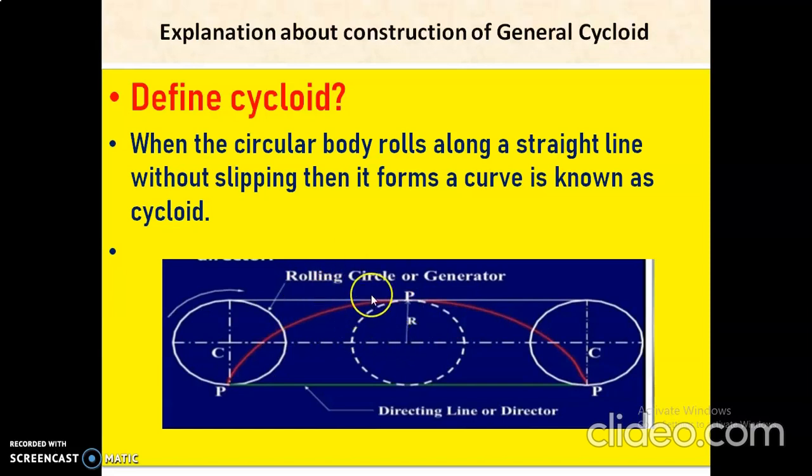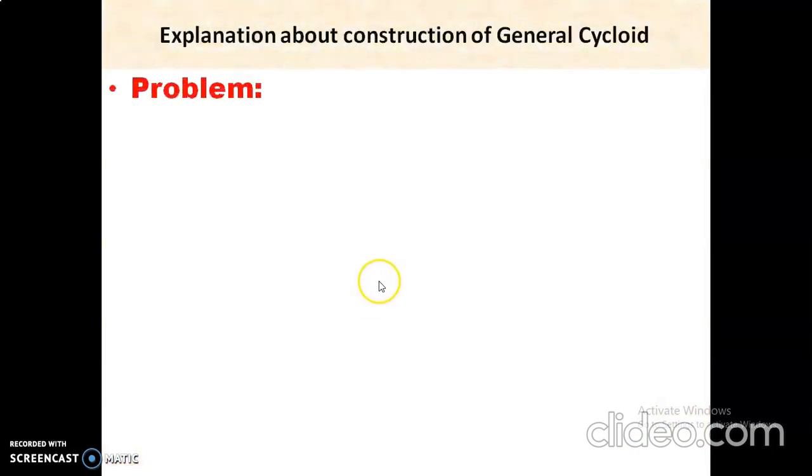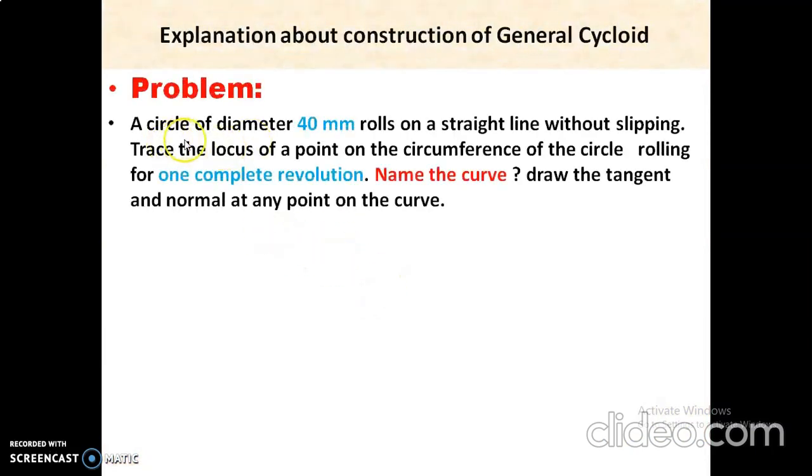So let us see a problem. The problem is like this. A circle of diameter 40 mm rolls on a straight line without slipping. Trace the locus of a point on the circumference of the circle rolling for one complete revolution. Name the curve and also draw the tangent and normal at any point on the curve.